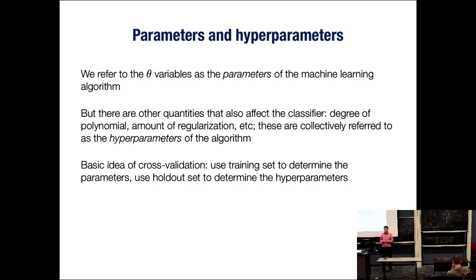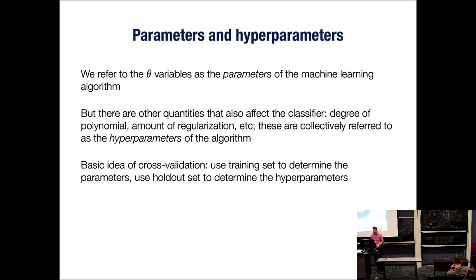On the other hand, we're going to use our holdout set or our cross-validation set to pick our hyperparameters. These are those meta-level parameters that actually specify the nature of the problem we're solving in the parameter optimization. And we're going to use the holdout set to pick those. So this is what it looks like on our data here.